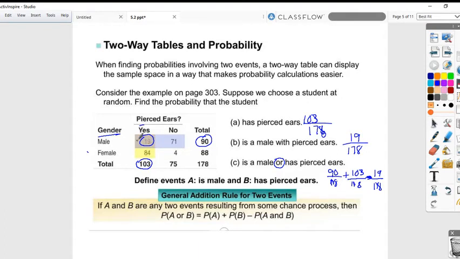So that's how you do it with a two-way table. Basically, circle what you want. If anything's circled more than once, you've counted them twice and you have to subtract it out. So that's the two-way table way of doing it. And we're going to come back to the Venn diagram way in a second.